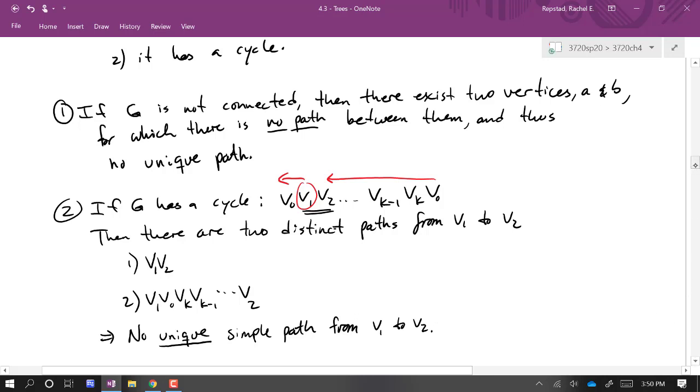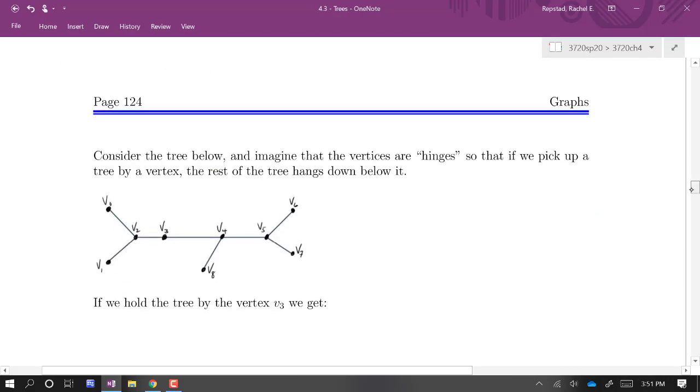And by contrapositive, we know that if we have a graph where between any two vertices there's a unique simple path from one vertex to the other, then G must be a tree. So this essence of having a unique simple path between two vertices is really another way to define what a tree is. Okay.